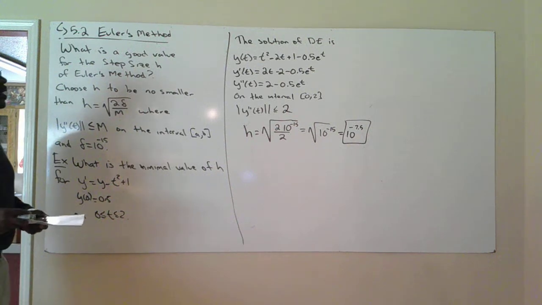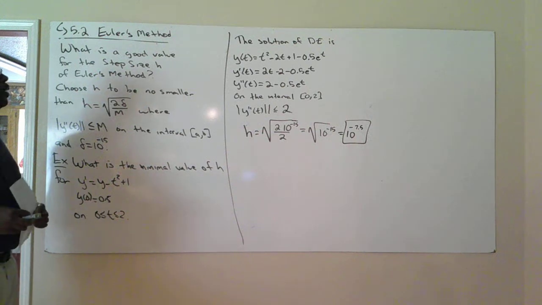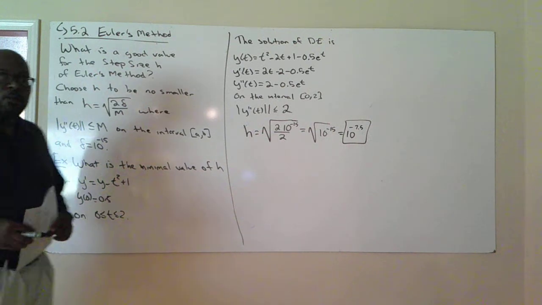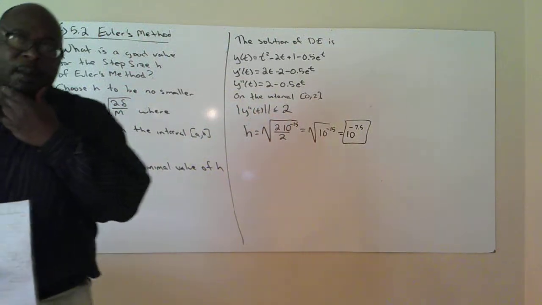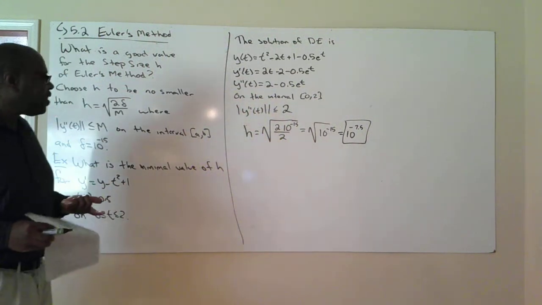So all this method is a really small value of h that we have here. But this method is great and all, but it'd be better if we had something else that we can use instead. So that's what we want to talk about now. What's a different method that we can use?